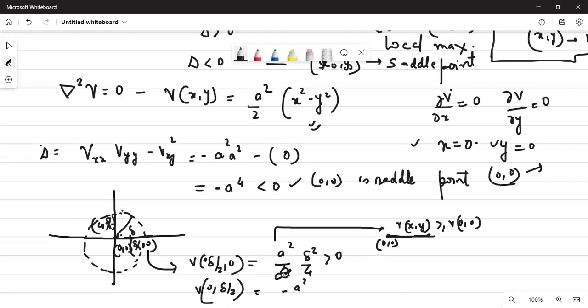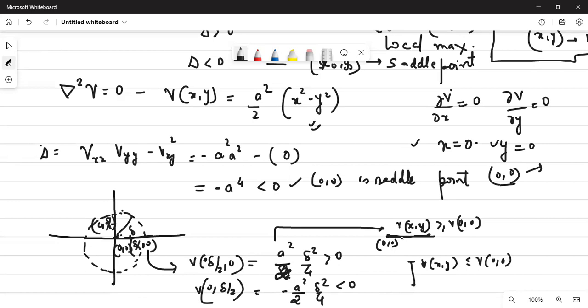This is not a square by 4. This is a square by 2. So minus a square by 2, and then there will be some del square by 4. In any case, this will be negative. So if I move in this direction, I will find that my Vxy would be negative. Or in other words, I will say my Vxy is always less than V0.